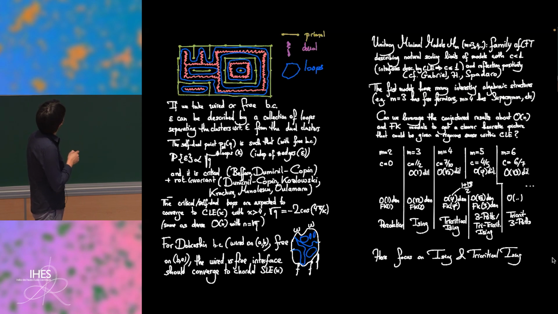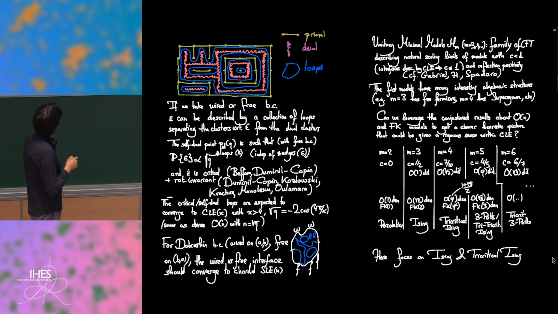So m equals 3 is the Ising model. It corresponds to several of these models I discussed before. It corresponds to this O(n) model, dilute, with n equals 1. It corresponds to O(square root of 2) dense. And it corresponds to FK with q equals 2. The tricritical Ising model corresponds to O(square root of 2) dilute, O of the golden mean thing dense, FK of the square of that thing. Then you have 3-Potts and tricritical 3-Potts and things like that.